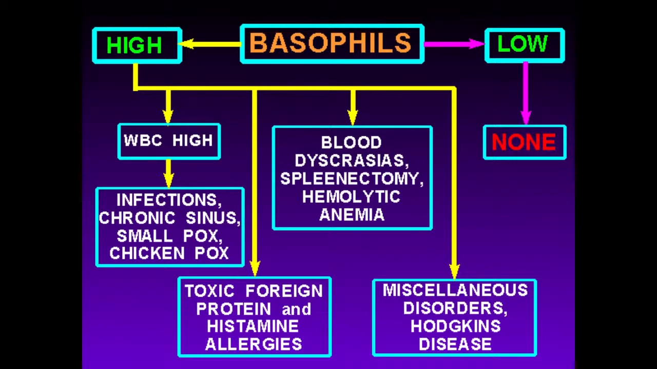Basophilia, or elevated basophils, with an elevated white blood count, would suggest an infection associated with basophilia, like smallpox or chickenpox. Are there findings in the CBC suggestive of hemolytic anemia? Has the patient undergone a splenectomy? Are there clinical signs of a high-level histamine allergy? And finally, does the patient have evidence of Hodgkin's disease? And as we mentioned before, the absence of basophils in the blood test is a good thing to find.